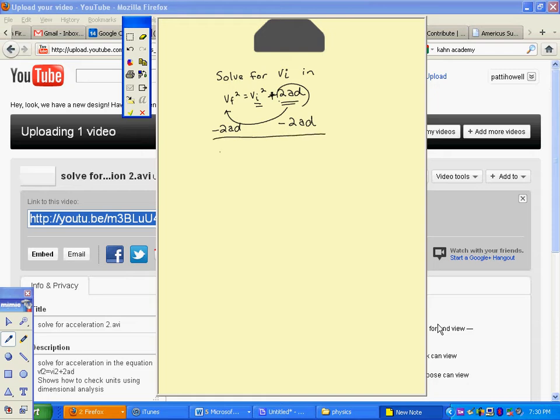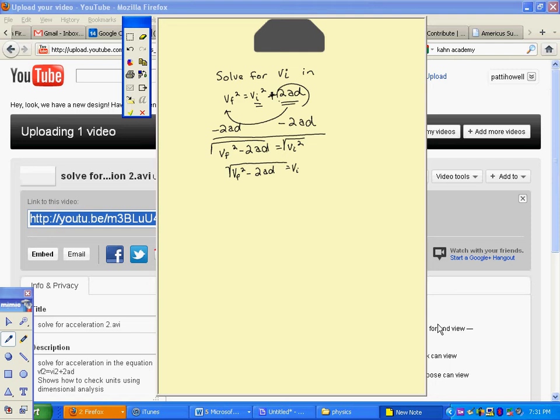We end up with Vf squared minus 2AD equals Vi squared. It might appear that we're finished, but we're not, because we're not solving for Vi squared, we're solving for Vi. So we have to take the square root of both sides. Initial velocity is equal to the square root of Vf squared minus 2AD.